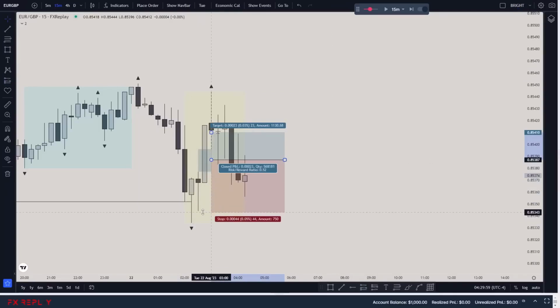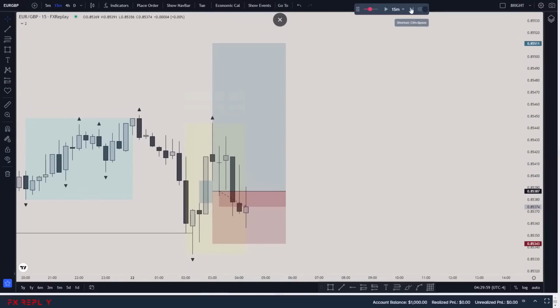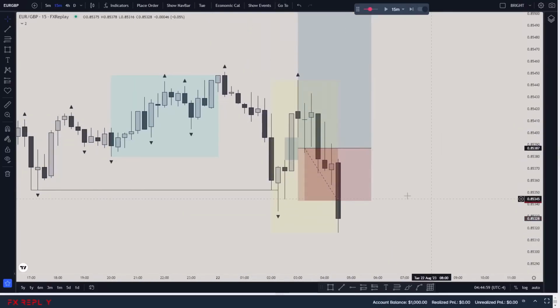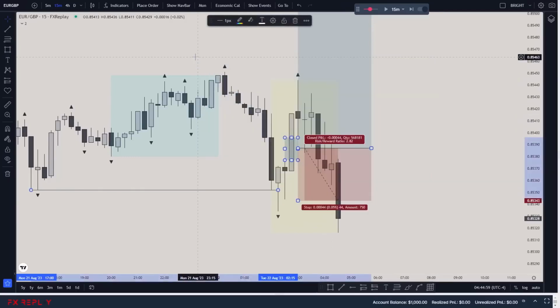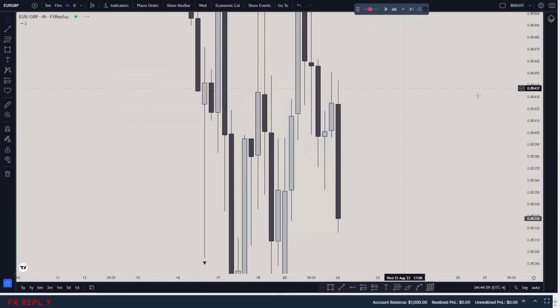Not sure if it's gonna work, but an entry here, stop loss below the low. Most likely I'll put it here, just below this, and targeting 3 to 1. See if it's gonna go there. Okay, so this is gonna be a losing trade, but I missed it. So I missed this trade. Now back to the 4 hour.